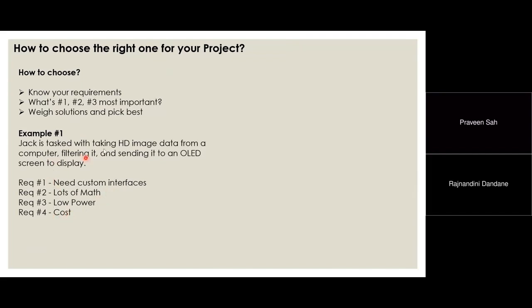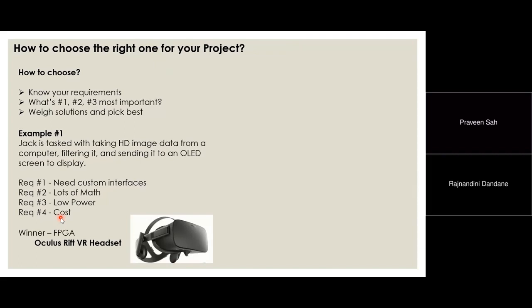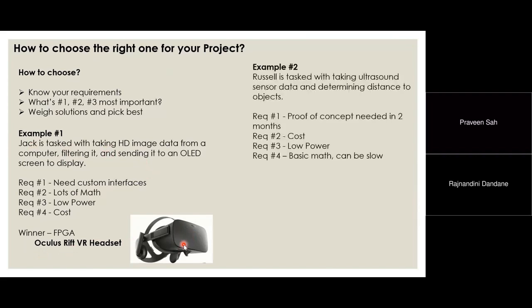Now what is best for this? There is a custom interface, math, low power. Requirement 3 is low power and requirement 4 is cost. You don't worry about cost, but you worry that the custom interface should be there, it should support a lot of math, and low power. So I think the winner is FPGA. If you see the VR headset, Oculus Rift, they are using an FPGA inside, and this is what the task is.